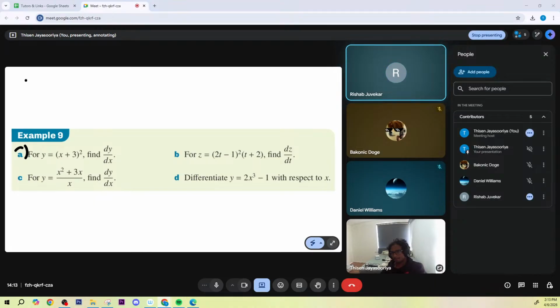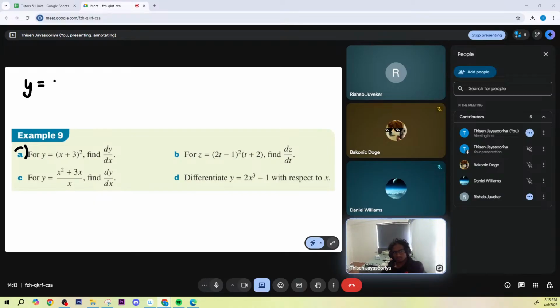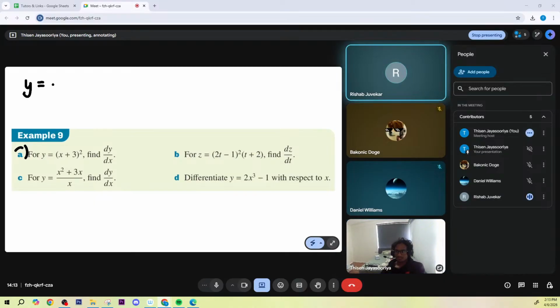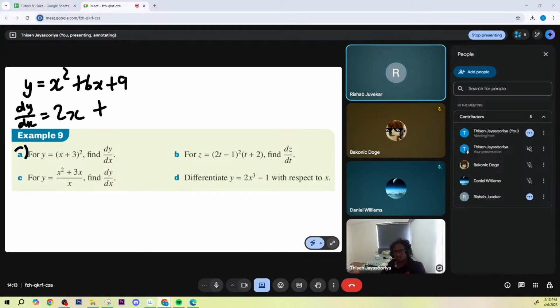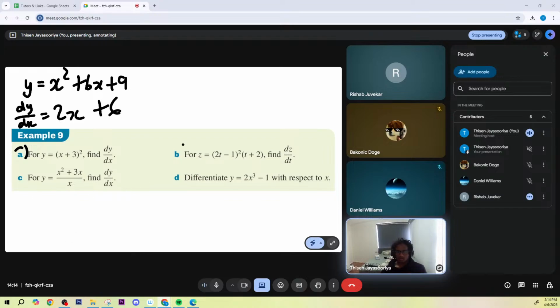Would you expand it first? Yeah, I have to expand it. So what's the expanded version? X squared plus 6x plus 9. Then the derivative is 2x plus 6. Perfect. What about over here?